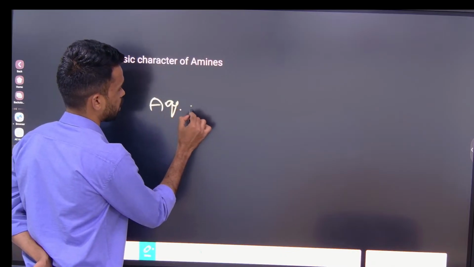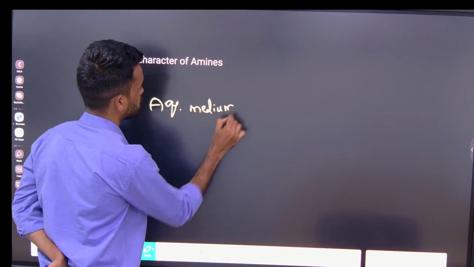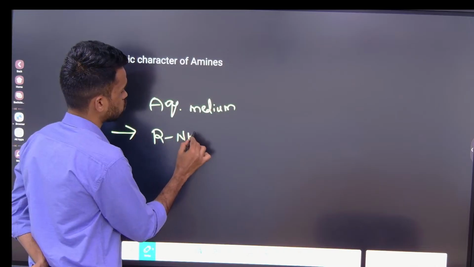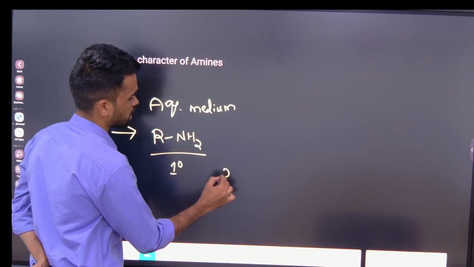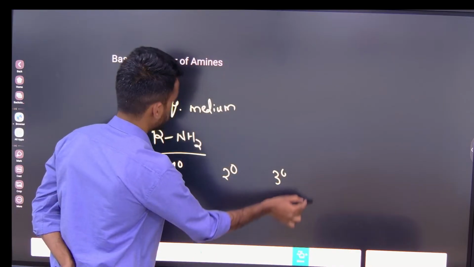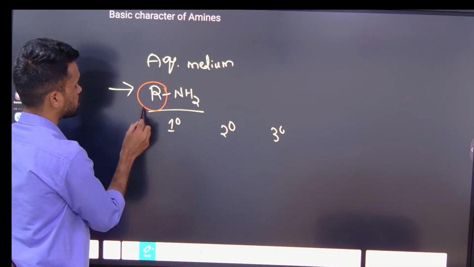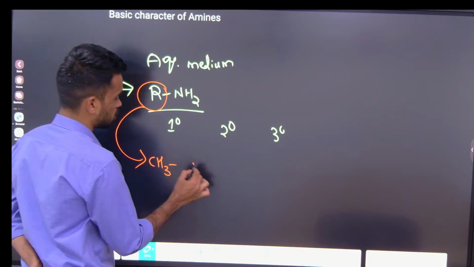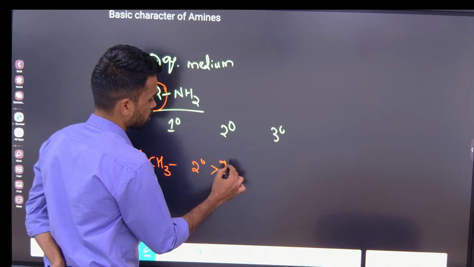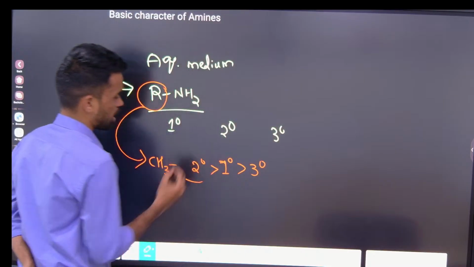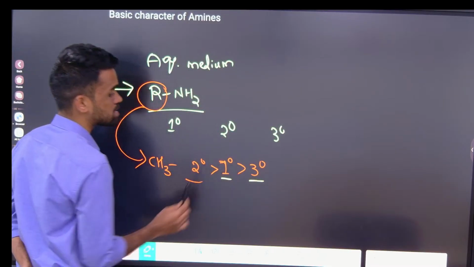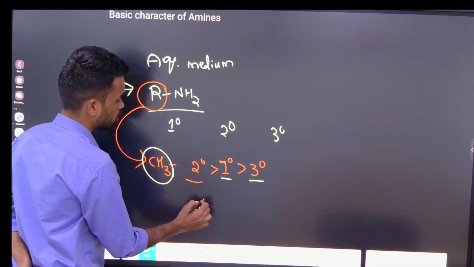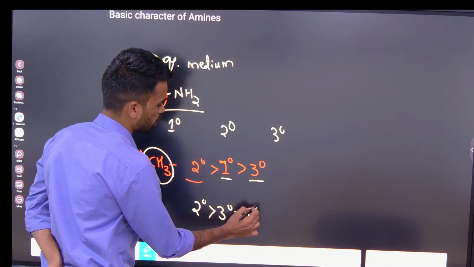In the aqueous medium, what is the order we have considered? For R, NH2, this is a primary amine. Like that we have secondary and tertiary. If these R groups are methyl groups, then the order is 2, 1, 3. So the secondary amine is more basic, followed by primary, and the least basic is tertiary. If the R group is other than methyl, then the order will be 2, 3, 1. This is what we discussed in the last class.